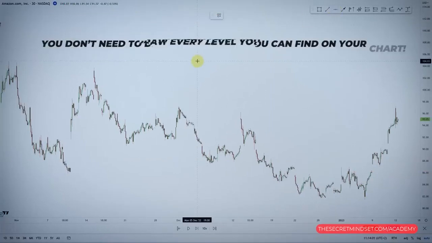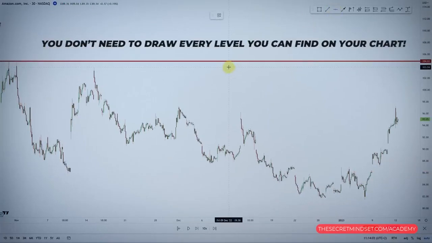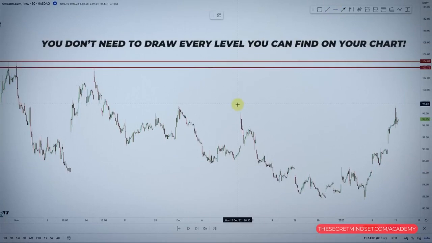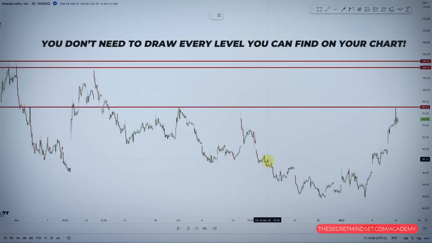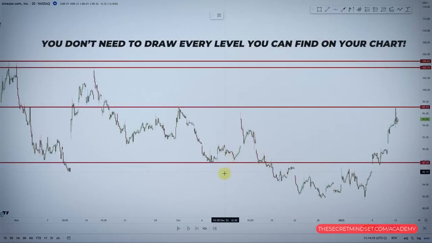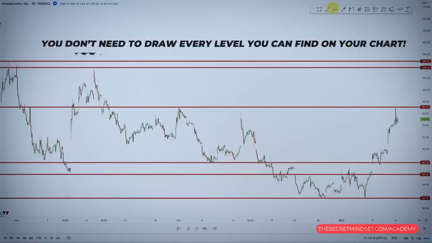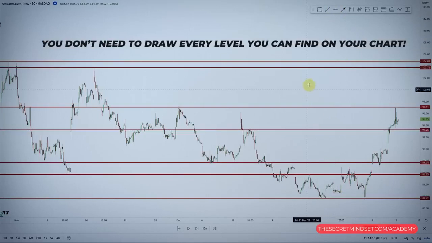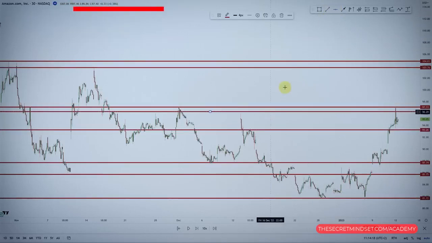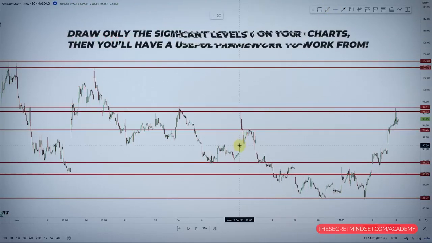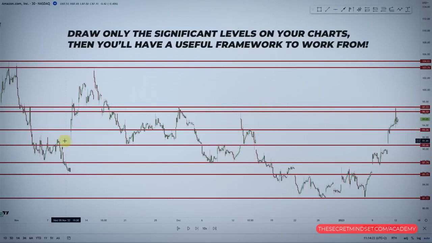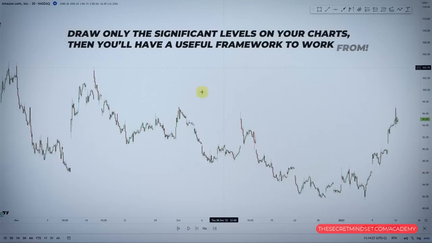Now, you don't need to draw every level you can find on your charts. Many traders fall into this trap, and they end up taking too long to draw on every little level they can find. What they end up with is a really messy chart that basically does more harm than good. You need to learn to draw only the significant levels on your charts. Then you have a useful framework to work from.